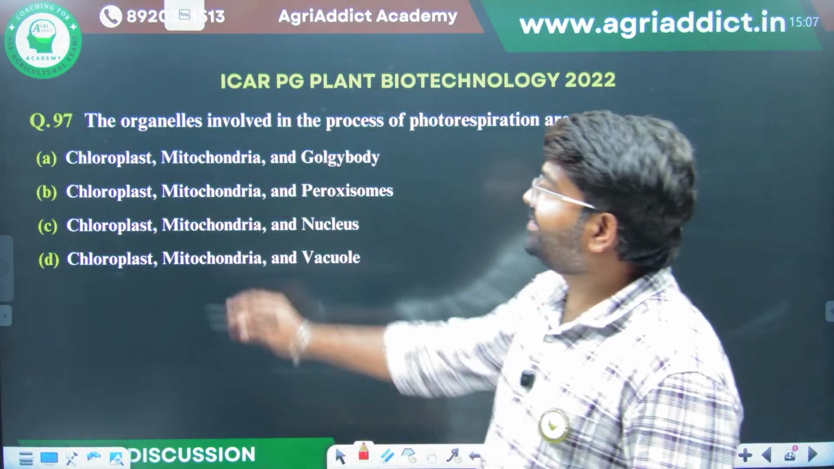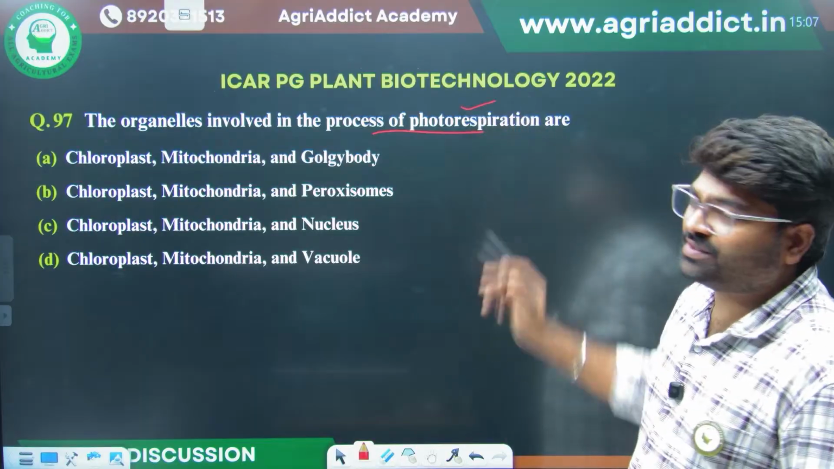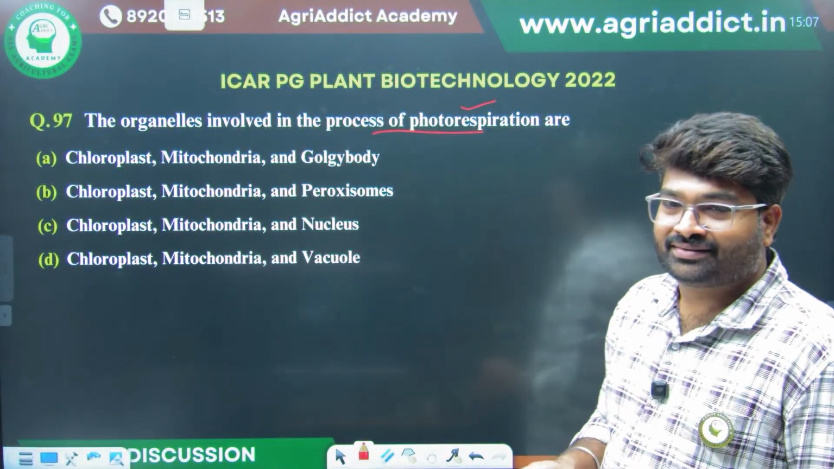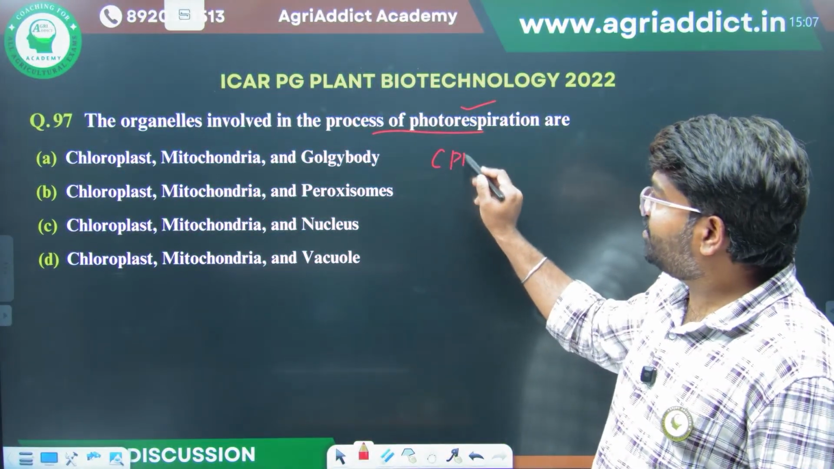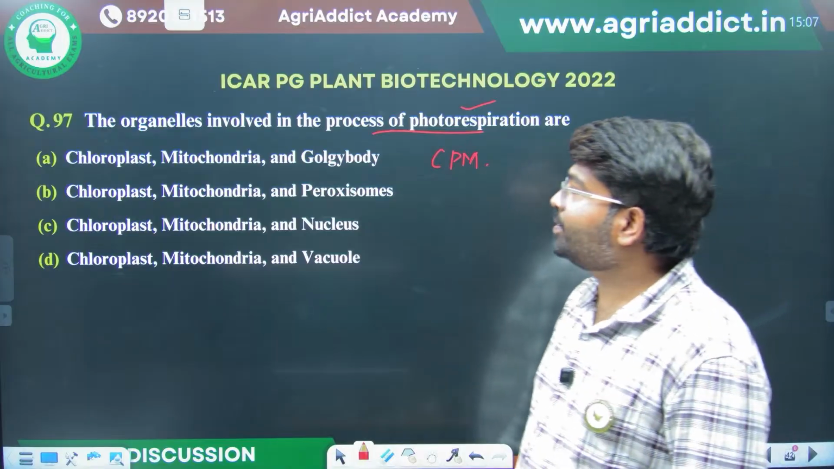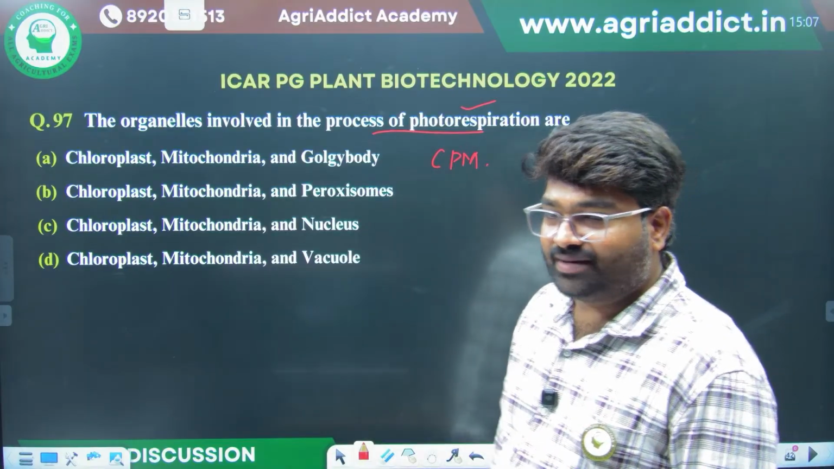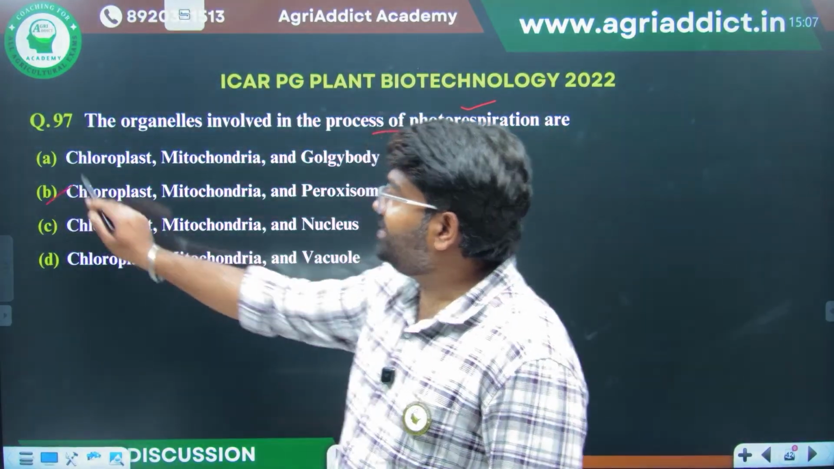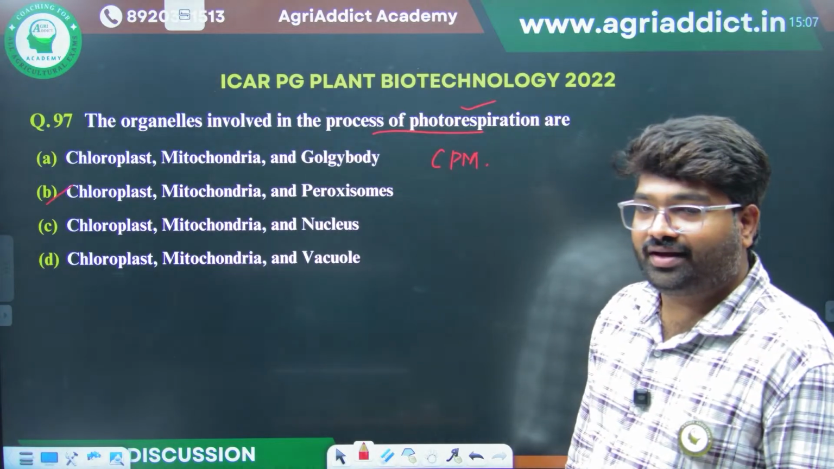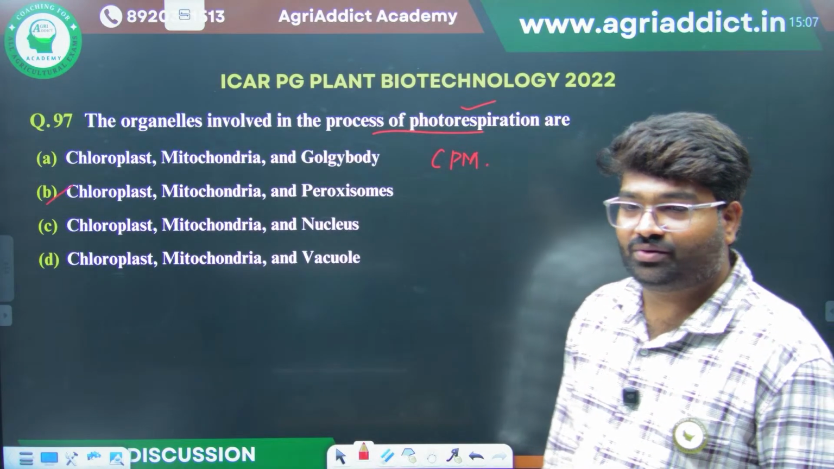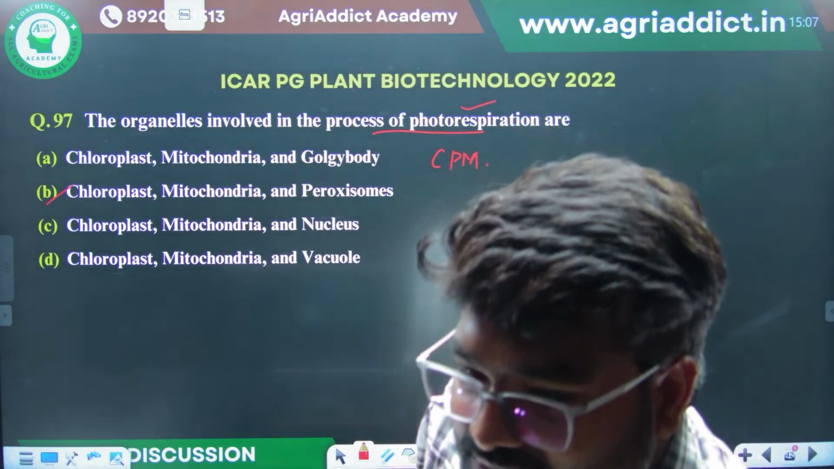Very good. The organelles involved in photorespiration. Very simple question. CPM: chloroplast, peroxisome and mitochondria. Yes, CPM. So option B, chloroplast, mitochondria and peroxisome. Very, very simple question. Yes, very good, very good.